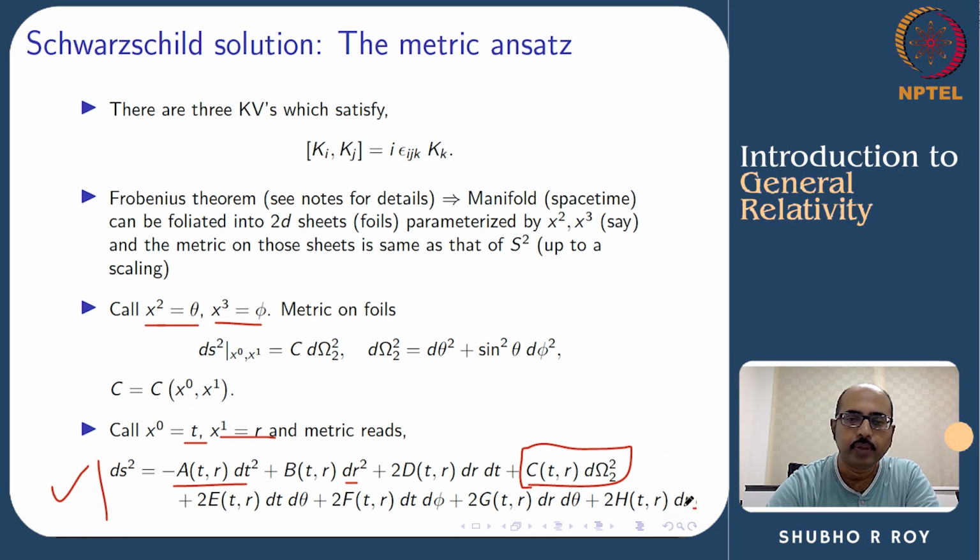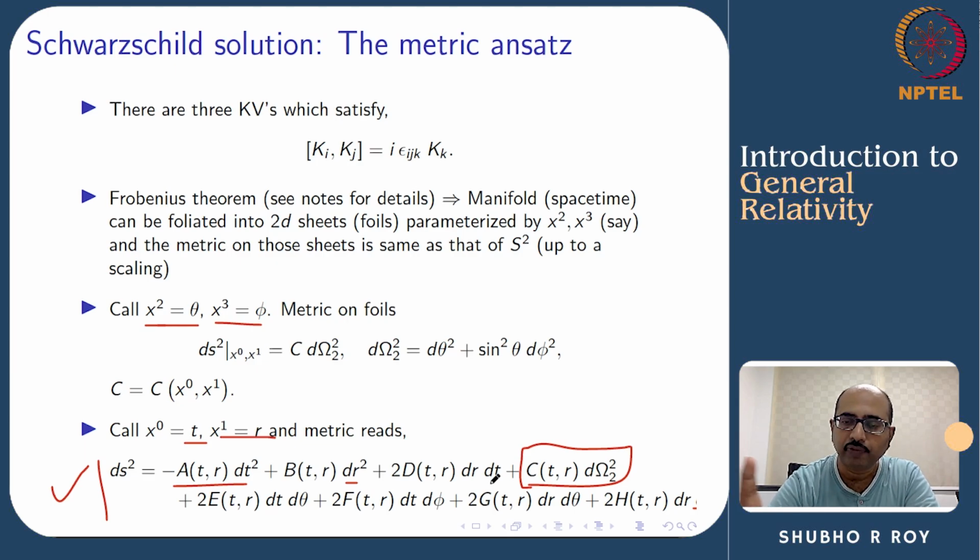D phi. Now you will notice that the metric coefficients are only functions of t and r and not theta and phi. Now that is understandable. If the metric coefficients become functions of theta and phi, we will not have spherical symmetry. Especially those of you who remember how to construct Killing vectors.